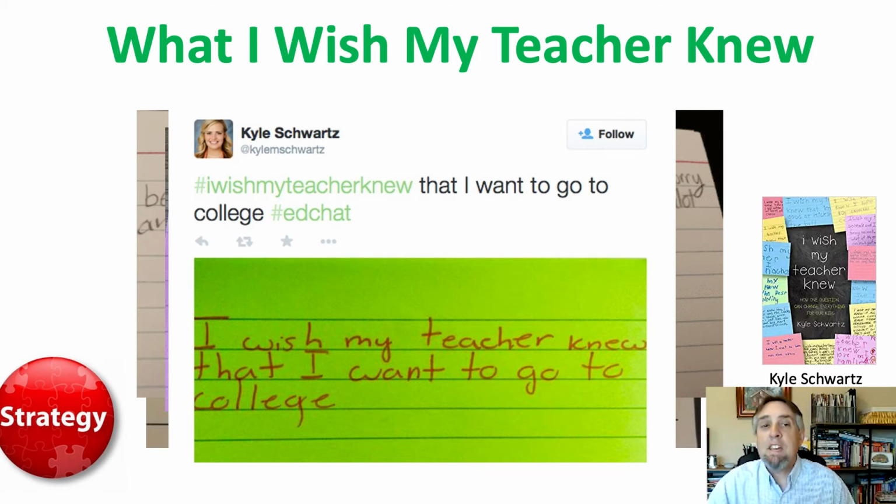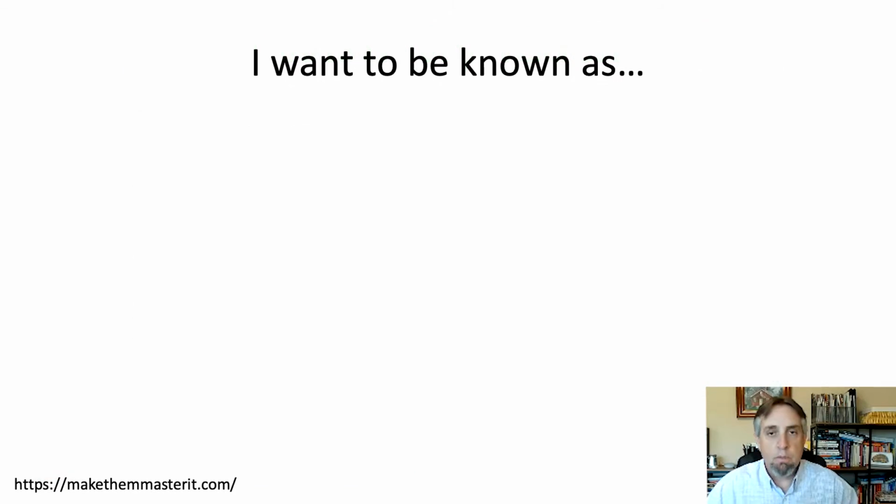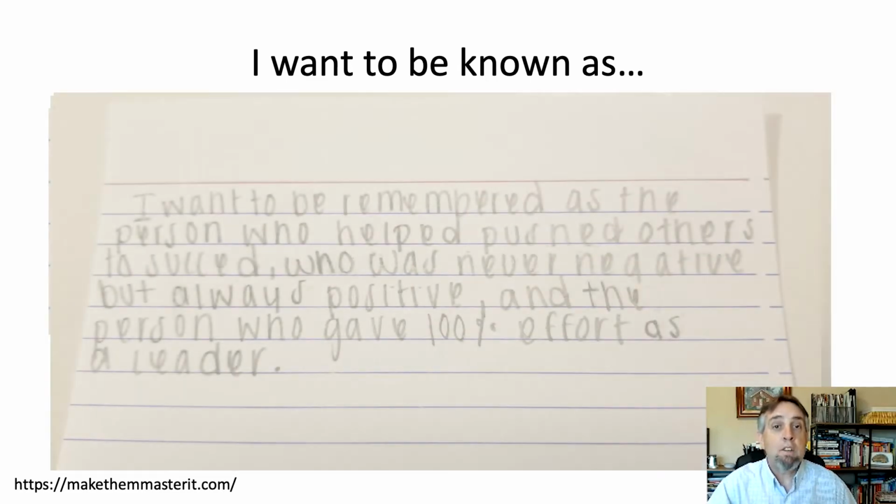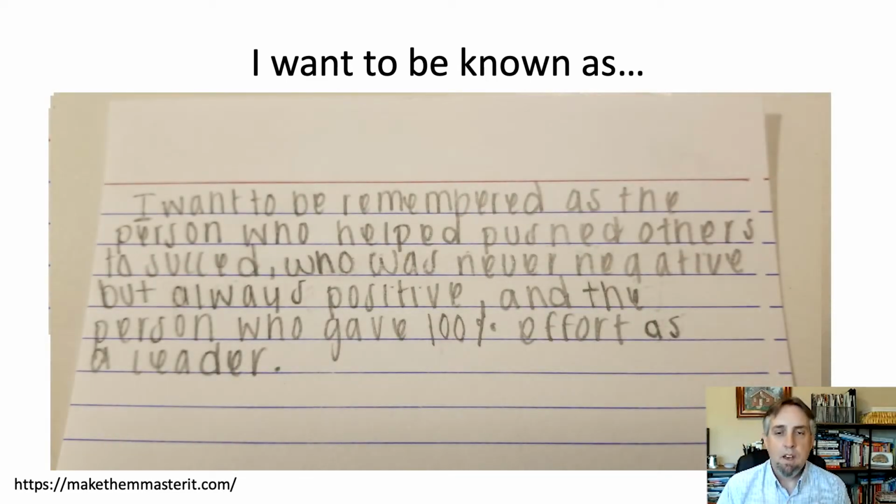And here's a variation of I wish my teacher knew, and it is similar. You hand your students a 3x5 card, a Post-it note, or it can be done in a journal, and say, I want to be known as. This one's about aspiration. The first one is about condition. What's something about me? This one is about something I aspire to be. Here's an example. I don't know about you, but I want about 100 of those kids in my school. I want about 10 of those kids in every class.